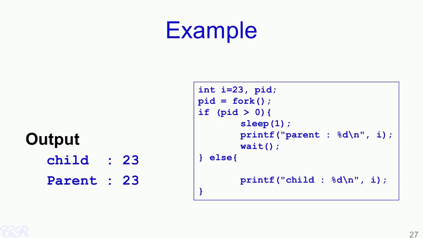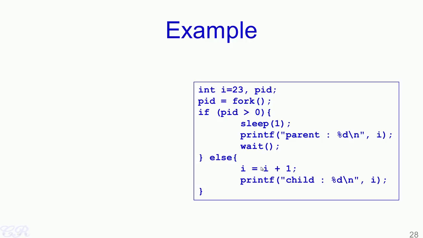Now, let us modify this example and see what happens when we add this line. What we have done here is that we have set i equal to i plus 1 only in the child. Note that in the parent process there is a sleep 1 over here, which means that we are giving sufficient time for i equal to i plus 1 to be executed by the child, and only then will the printf of the parent be executed. So, what do you think would be the output of this program?